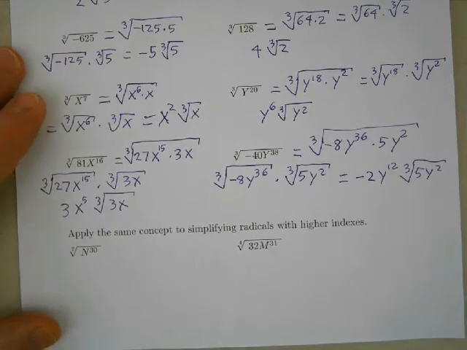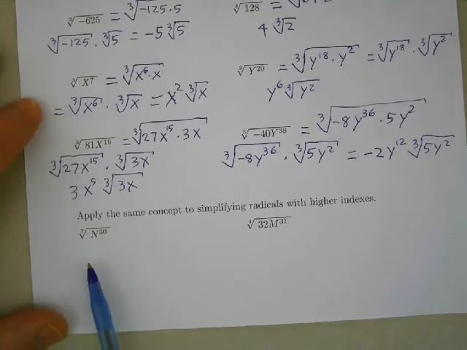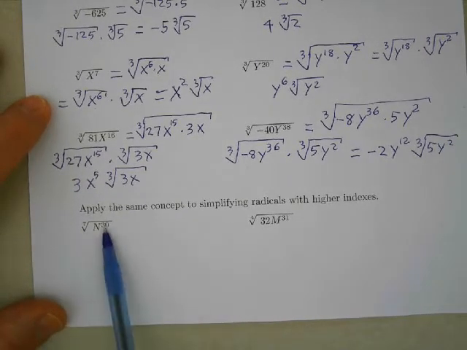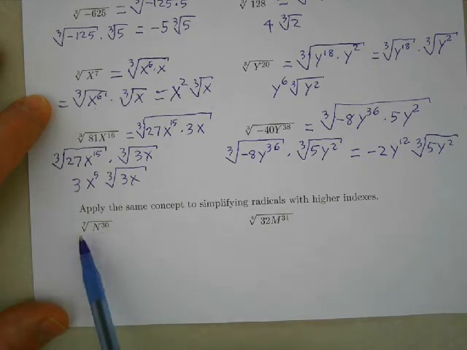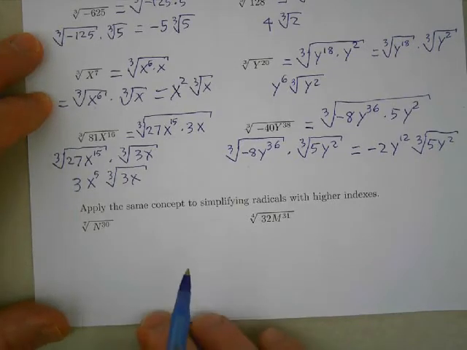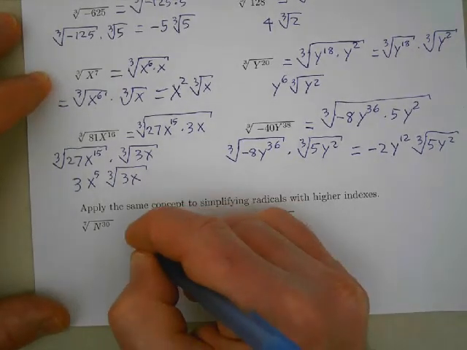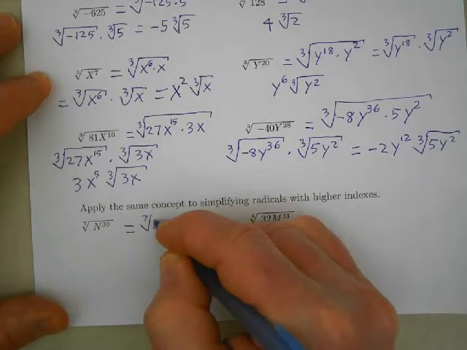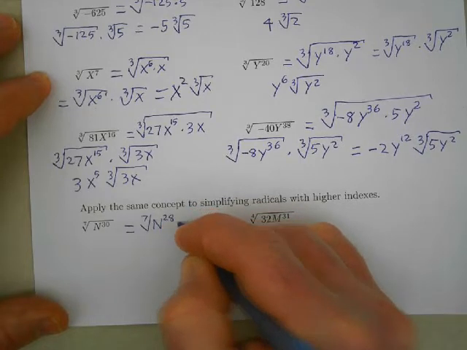Okay, we can apply the same concept to indexes of higher order. The 7th root of n to the 30th. Well, if the exponent is a multiple of 7, it's considered a perfect 7th power. So the largest factor of n to the 30th that is a perfect 7th power is n to the 28th, because 28 is a multiple of 7. So we'll rewrite this using the product property of radicals as the 7th root of n to the 28th times n to the 2nd.